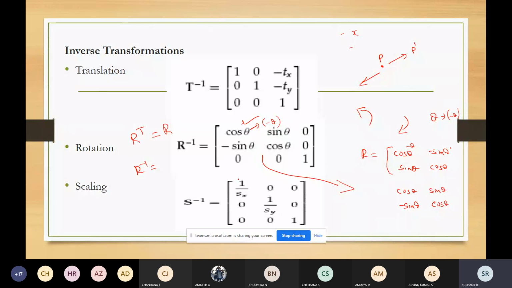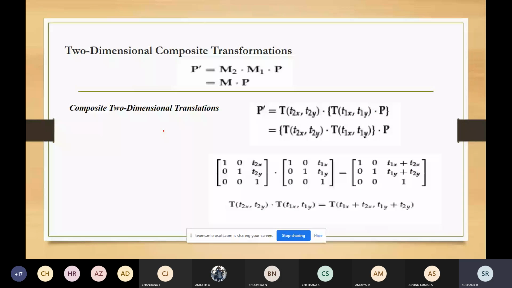And for the scaling, the inverse transform is obtained by replacing sx with 1 by sx, and replacing sy with 1 by sy. So that is how you'll get the inverse for scaling. So till now we have studied these topics. Yesterday we derived the equations for all these things. Now we'll be talking about the transformation matrix.